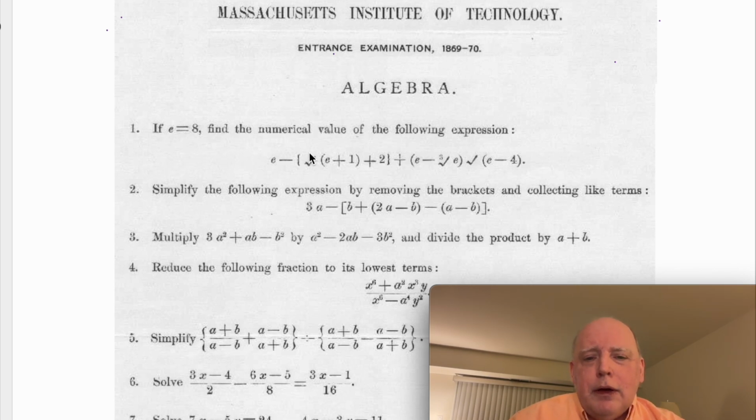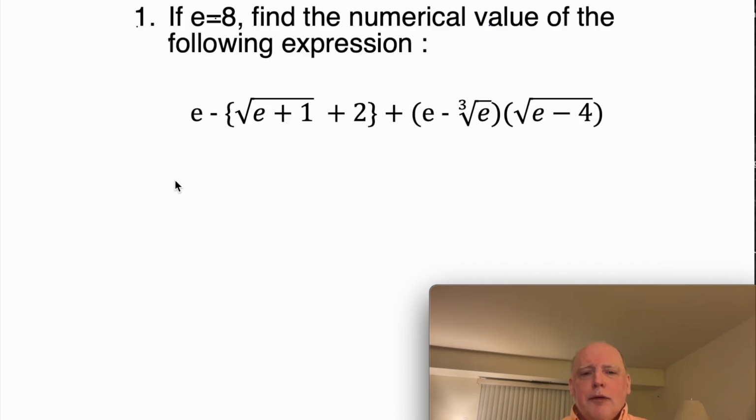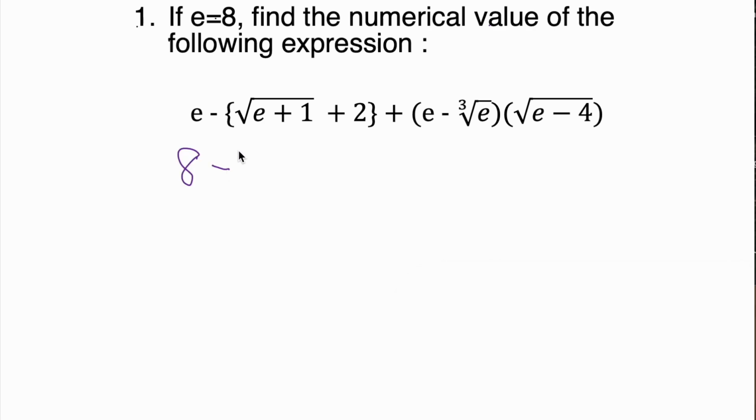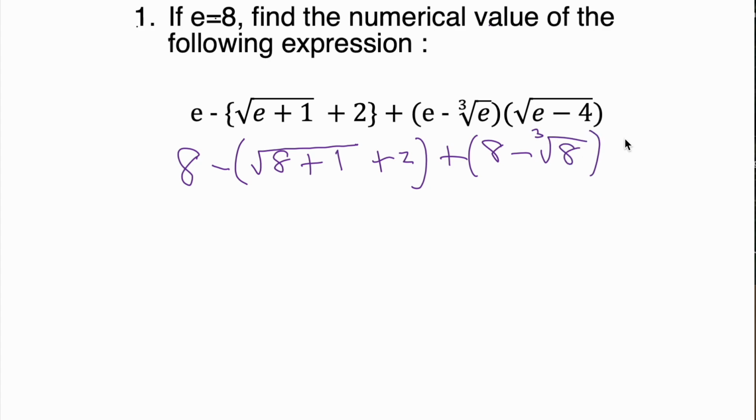If e is equal to 8, find the numerical value of the following expression. So I copied it over. Okay, so all we have to do is plug in 8 for e and evaluate. So we have 8 minus square root of 8 plus 1 plus 2 plus 8 minus the cube root of 8 times the square root of 8 minus 4.